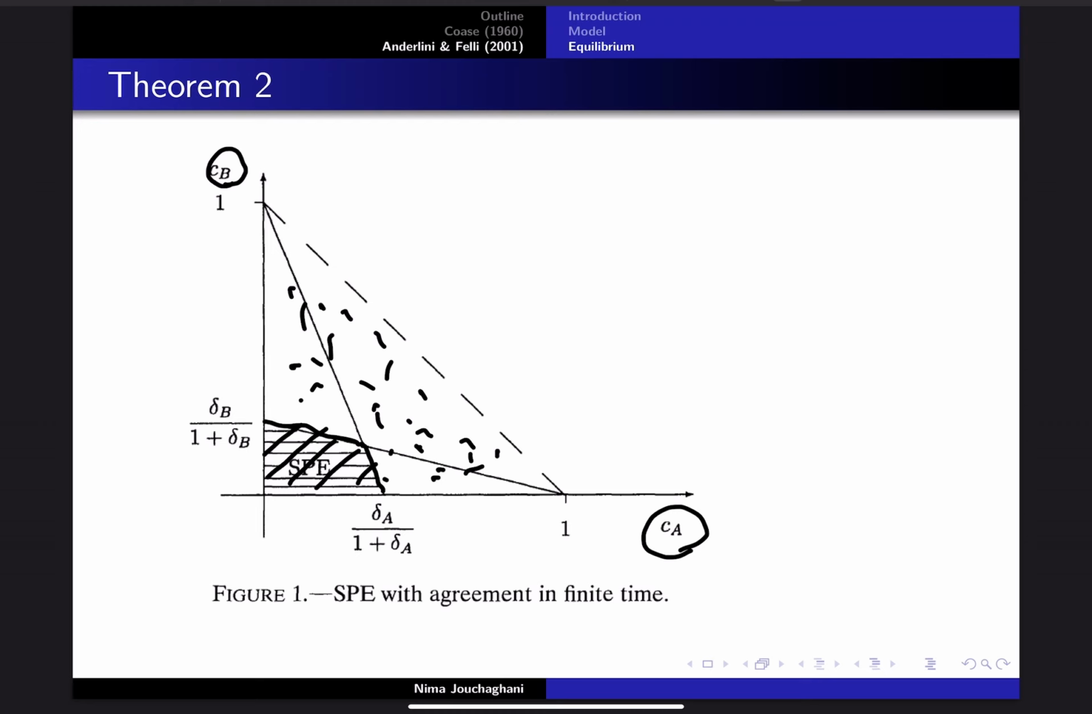Hence, the statement here is that for a wide range of parameters in this model, we actually do not have an efficient outcome. And in addition, if we have cost parameters such that we have an equilibrium where an agreement is possible and efficient, it's not unique. That's the issue. It's not unique because the no agreement equilibrium always exists.